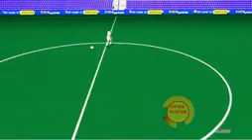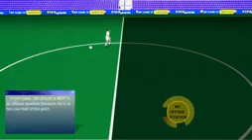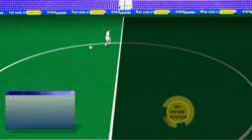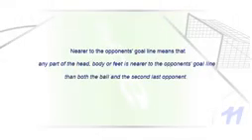A player can only be in an offside position in the opponent's half of the pitch. In this case, the player is not offside because he is in his own half of the pitch. What does nearer mean? Nearer to the opponent's goal line means that any part of the head, body, or feet is nearer to the opponent's goal line than both the ball and the second last opponent.